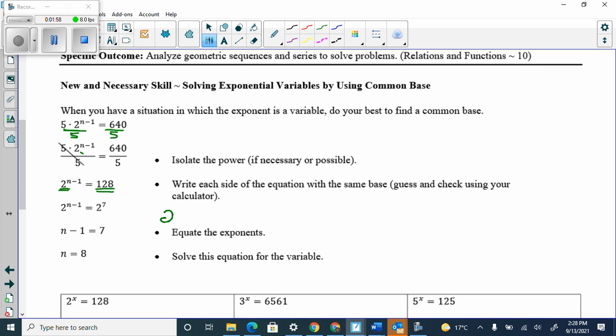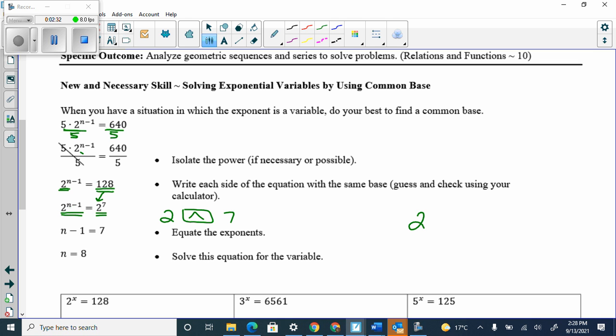You're going to go to this little hat symbol, 7. It's by the arrow. 2 to the power of 7 is 128. So that's why 2 to the power of 7 is written down here, because those are equal. And why did we do 2 to the power of something? Because this one's 2 to the power of something. So now we have 2 to the power of n minus 1, that didn't change, equals 2 to the power of 7. We agree?